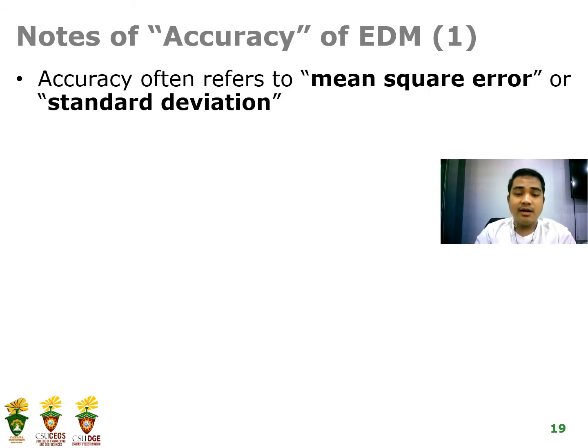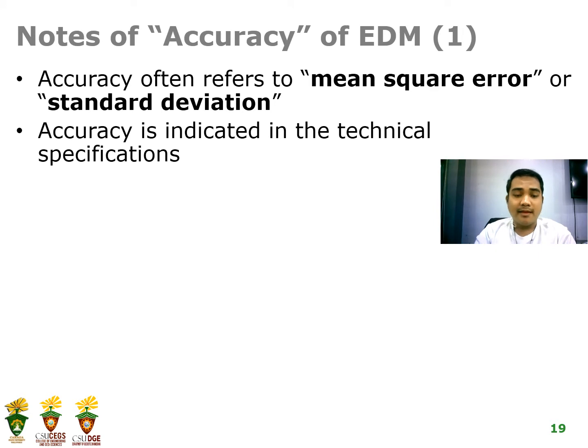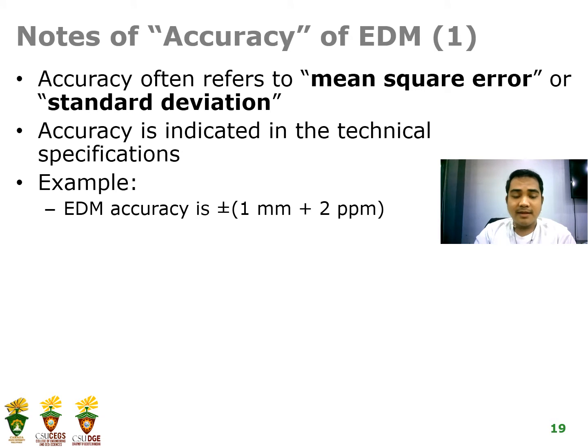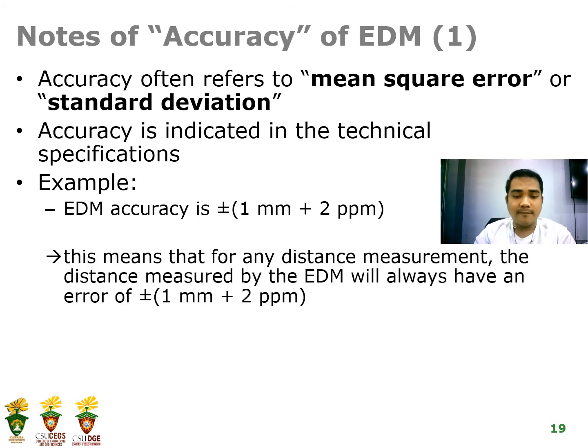So accuracy of an EDM often refers to the mean square error or the standard deviation of an instrument. Then accuracy is indicated in the technical specifications. For example, sa EDM na siya accuracy nga positive negative 1 mm plus 2 ppm, or kanang ppm is parts per million. This means to say that for any distance measurement, the distance measured by the EDM will always have an error of positive negative 1 millimeter plus 2 parts per million.